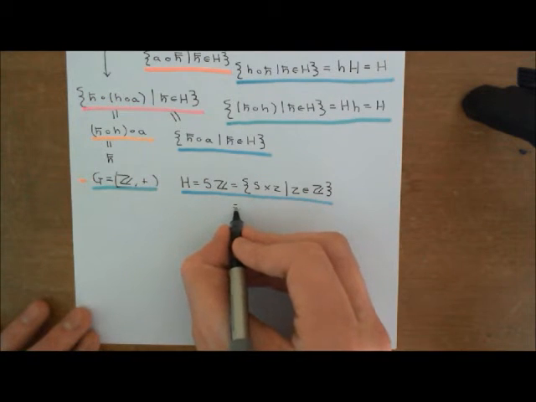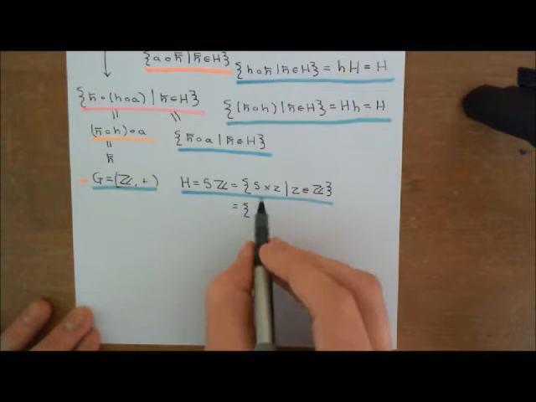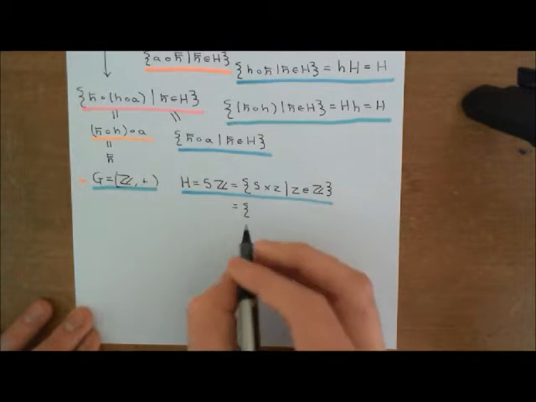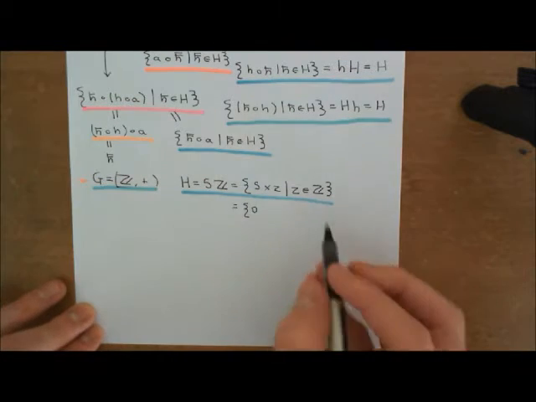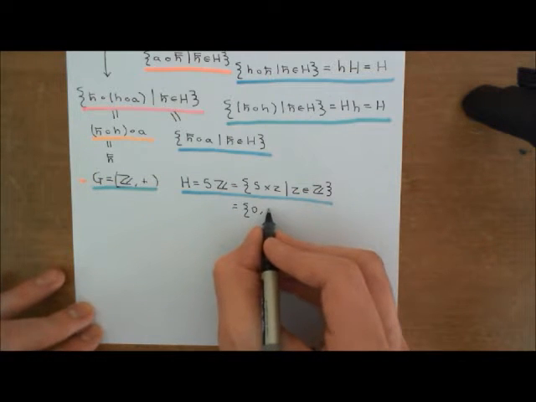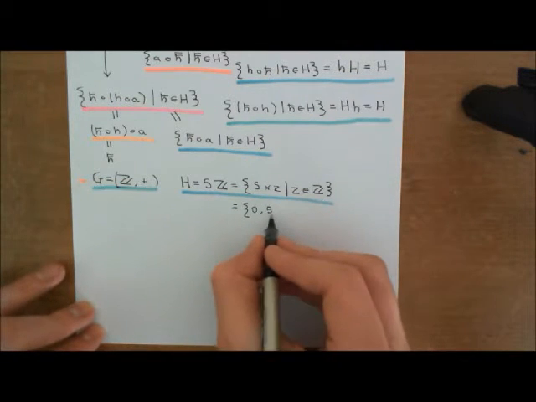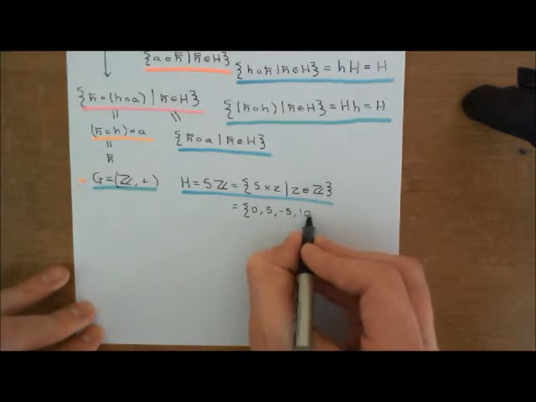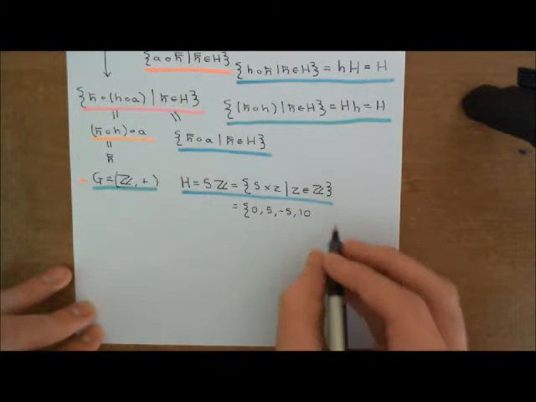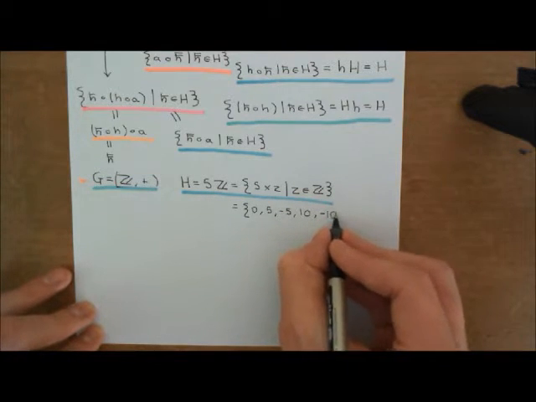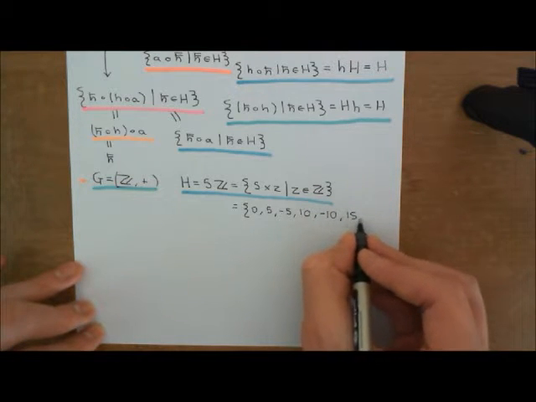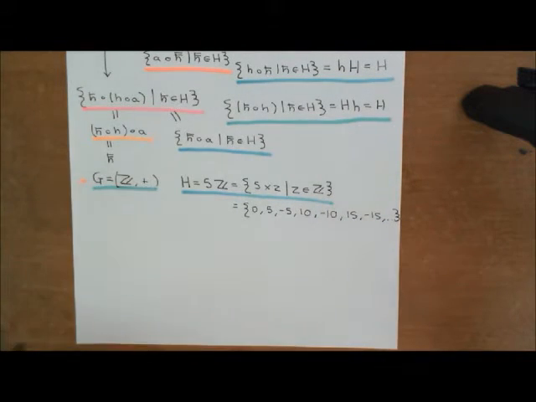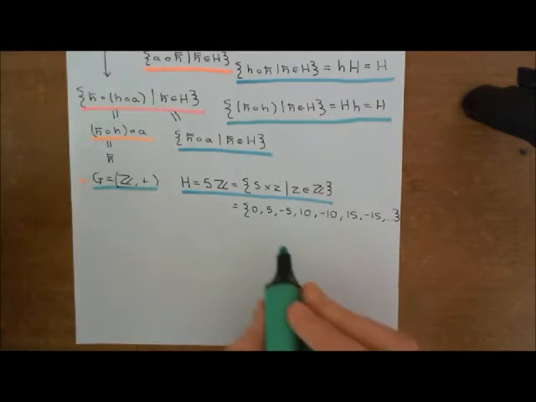To make this more concrete, I'll write down what this set looks like. If we go through all of the integers, we start with 0. When we multiply 5 by 0, we end up with 0. Then we have 1, and 5 times 1 is 5. Then negative 1 gives negative 5. Then 10, which is 5 times 2, then negative 10, which is 5 times negative 2, and it will go on. So you'll have 15, negative 15, etc. That is what this set looks like. It's all the integer multiples of 5.